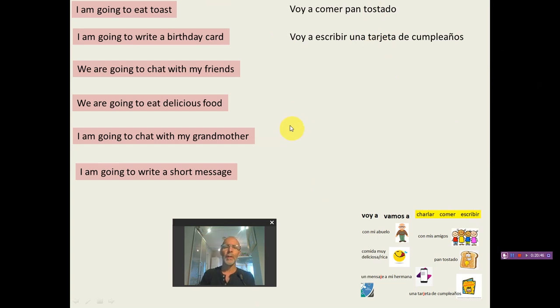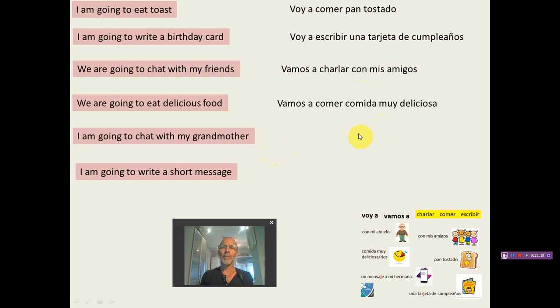We're going to chat with my friends. There we go. Vamos a charlar con mis amigos. We're going to eat delicious food. I think actually I put a very in there for you, but that's what it should look like. Vamos a comer comida muy deliciosa. Very delicious.